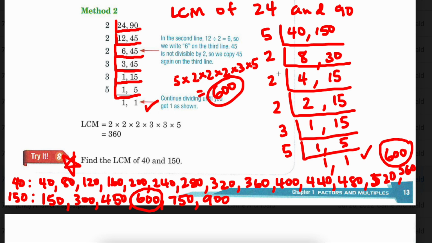So both those methods work to get us the least common multiple. One is heavier on multiplication, the traditional method of listing out the multiples, and the other is heavier on division and prime factors. They both take up a lot of room. One is more horizontal and one is more vertical, up and down. So when you're working on your problems today, decide which method you like better. Maybe you like both of them. But yeah, have fun.